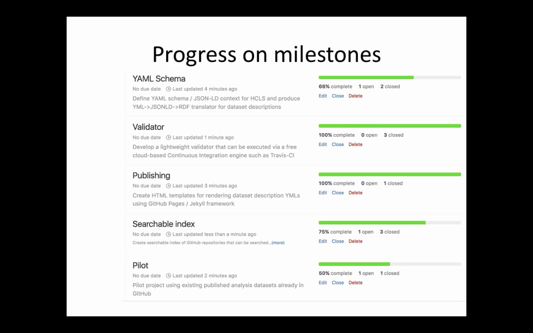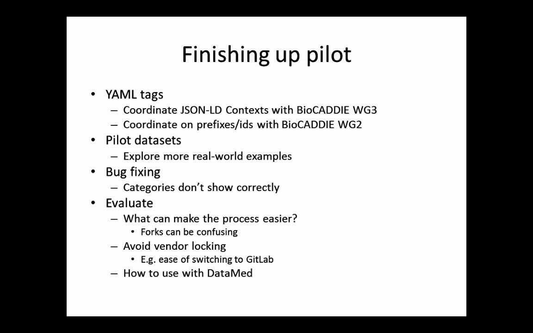Maybe in the interest of time, I'll quickly go over some of the things I'd like to do in finishing up. I'd like to coordinate a little better with what Working Group 3 has been doing on mapping, being more conformant with DATS there, and also with prefixes and identifiers, which is what Working Group 2 has been doing. The pilot datasets we've got are a bit ad hoc at the moment. Different people contribute things from all over the place. I'd like to do something more coherent and let it run for a while longer.